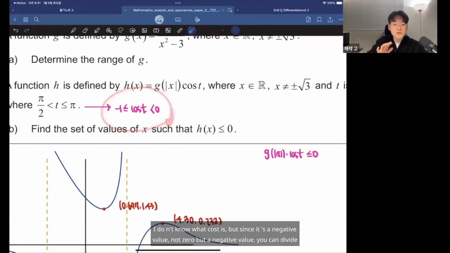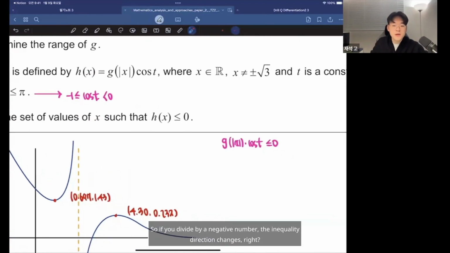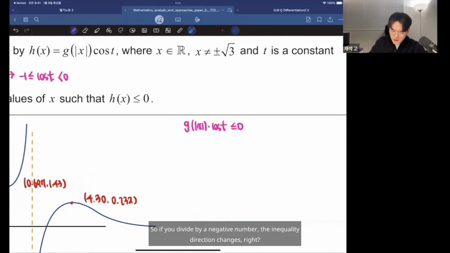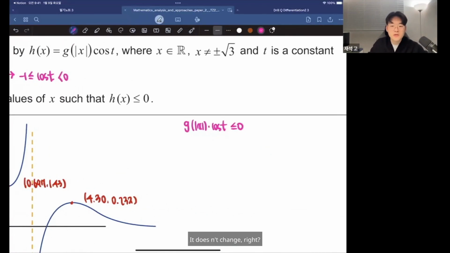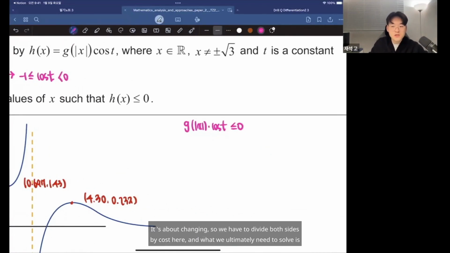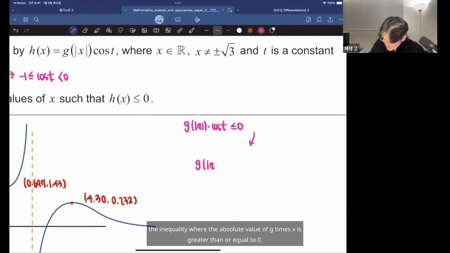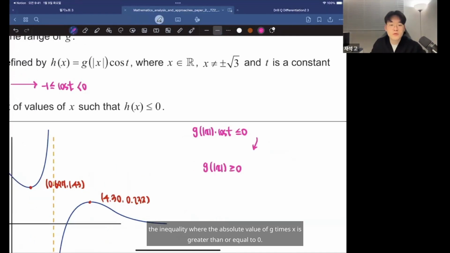I don't know what cos t is, but since it's a negative value, not 0, you can divide both sides. So if you divide by a negative number, the inequality direction changes, right? So we have to divide both sides by cos t here. And what we ultimately need to solve is the inequality where the absolute value of g of x is greater than or equal to 0.